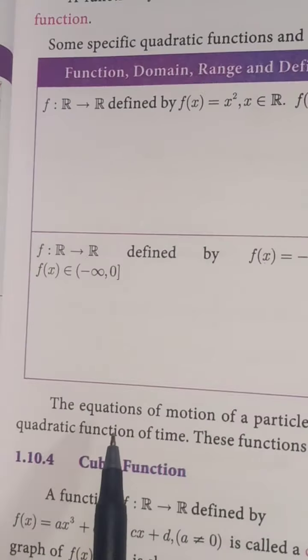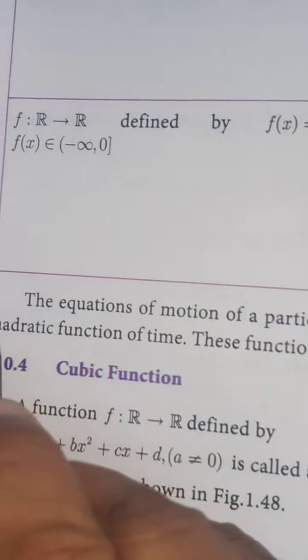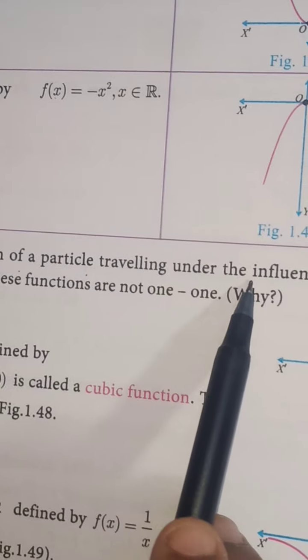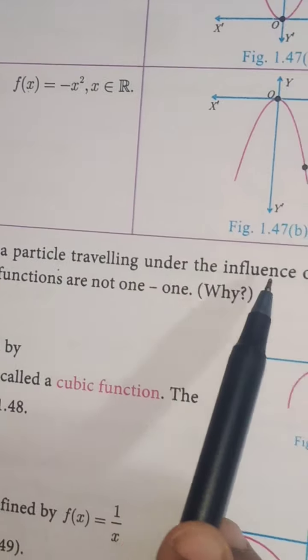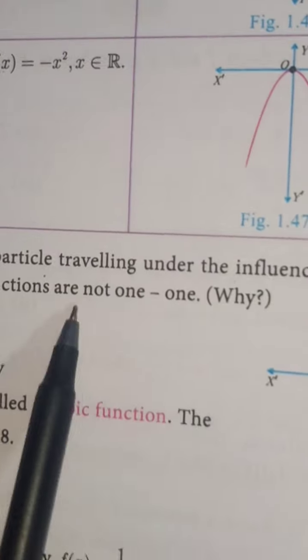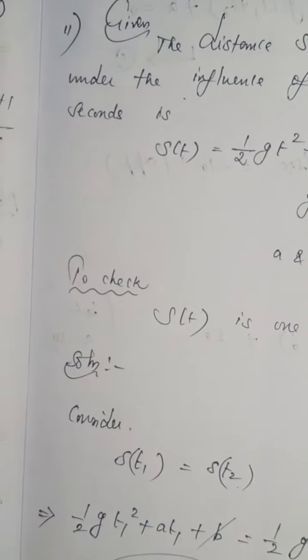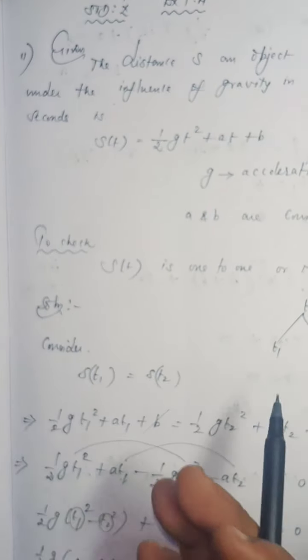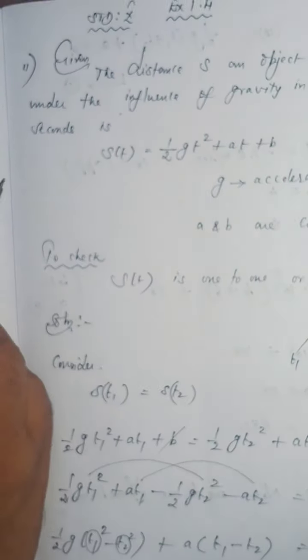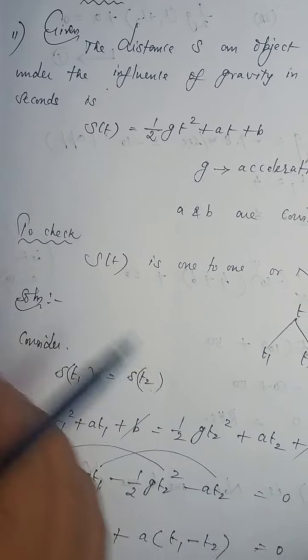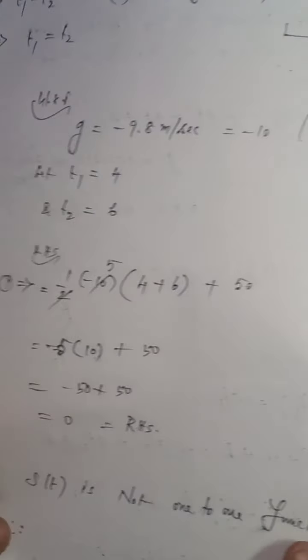See, the equation of motion of a particle, very important one. The equation of motion of a particle traveling under the influence of gravity is a quadratic function of time, according to that problem. Same only. These functions are not one-to-one, clearly given. So we have proved it's not one-to-one, but the book answer is one-to-one. It's absolutely wrong. If it comes in the next edition, definitely the book answer will be changed. So the given answer in the textbook is one-to-one, but the actual answer is not one-to-one.